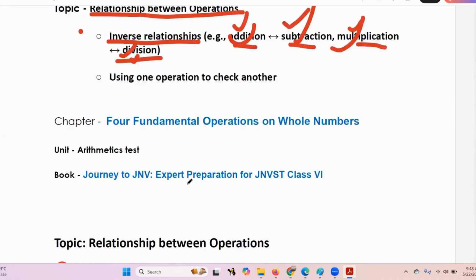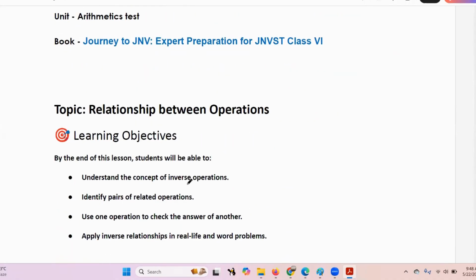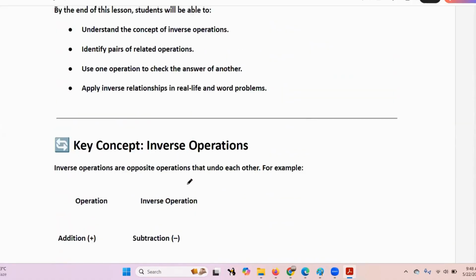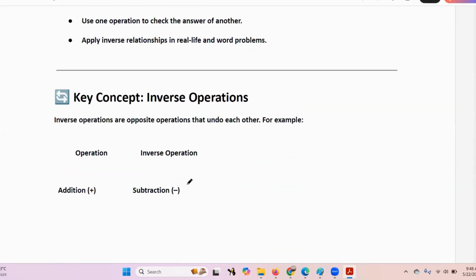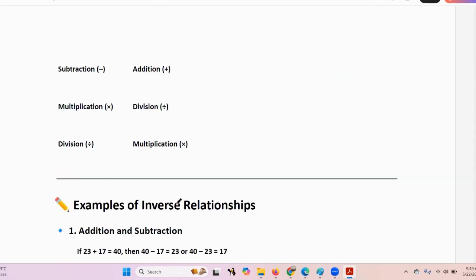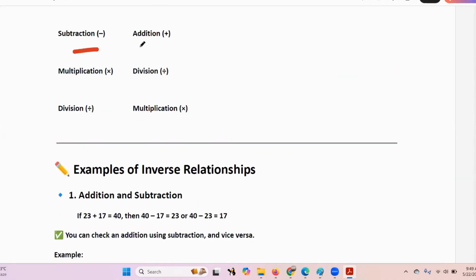Here a simple example is also given. See here in the table, I wrote operation and inverse operation. For addition, plus, the inverse is subtraction. For subtraction, it is addition. For multiplication, it is division. And for division, it is multiplication. Just check here.